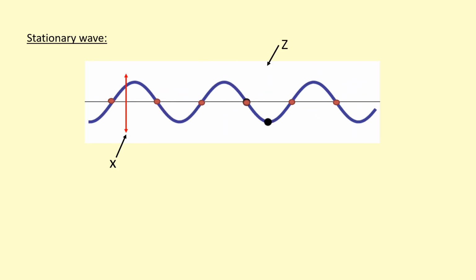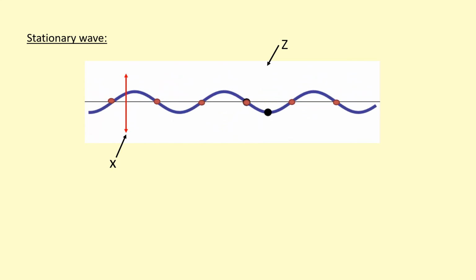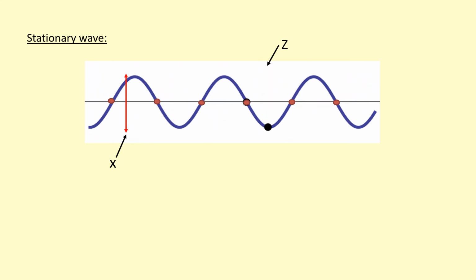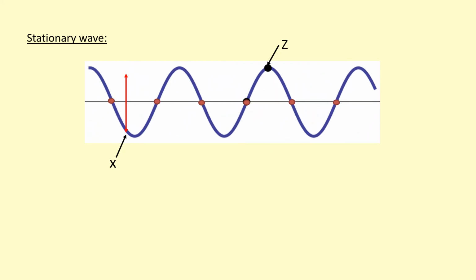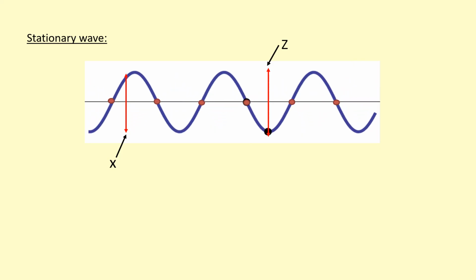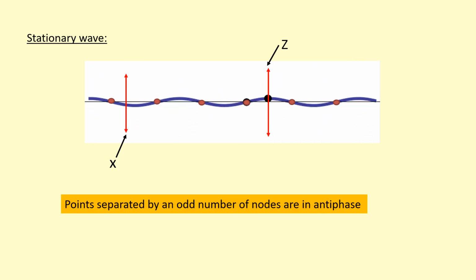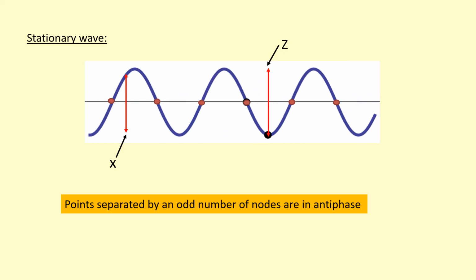What about point Z over here, which is separated by 3 nodes? So that's still an odd number of nodes. So as one point reaches its minimum, the other is reaching its maximum. Okay, so this one is oscillating between those two points with a different amplitude, but they're both in antiphase actually. So points separated by an odd number of nodes are in antiphase with each other.